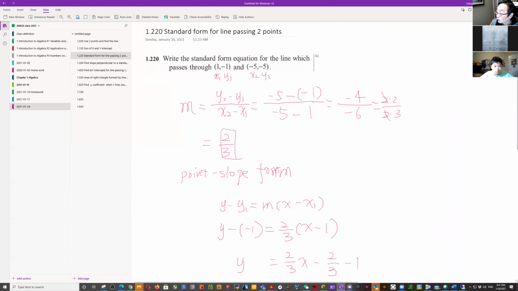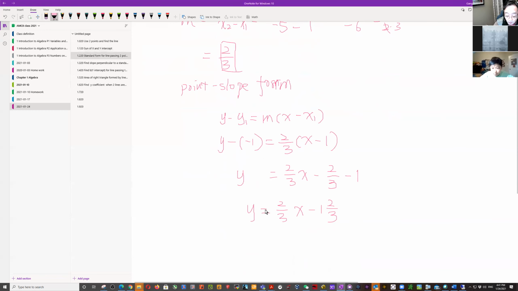Oh, this is where sometimes the form matters. Actually, it's asking for standard form, which I kind of ignored. I think my answer should be right, but let me further simplify it. This is not standard form. For standard form, I had to put x and y on the same side, and then multiply it up.